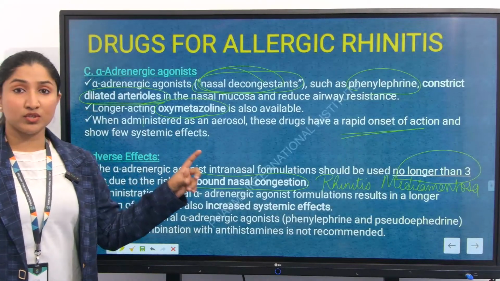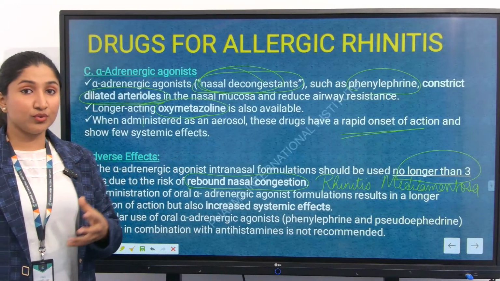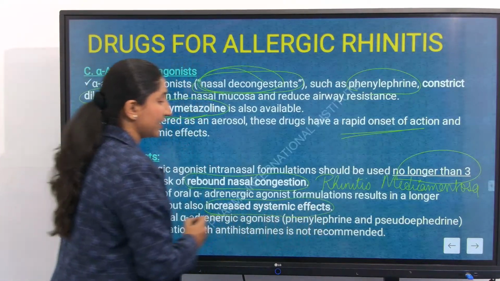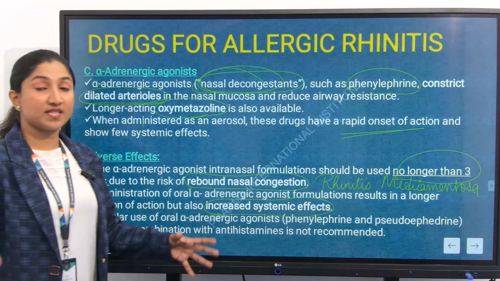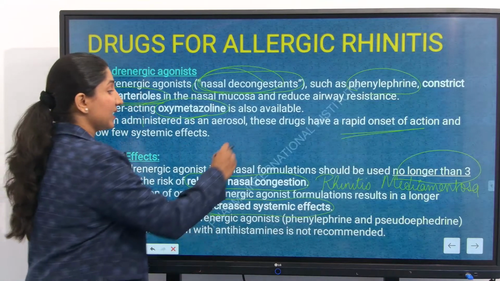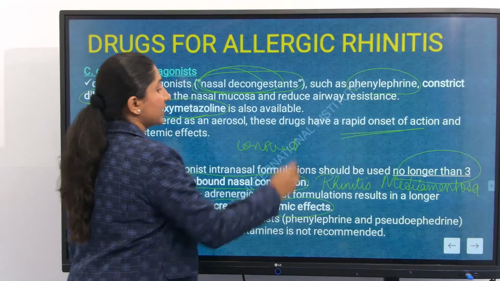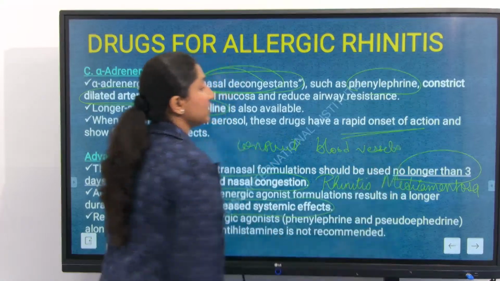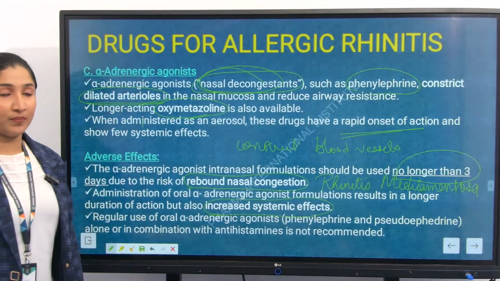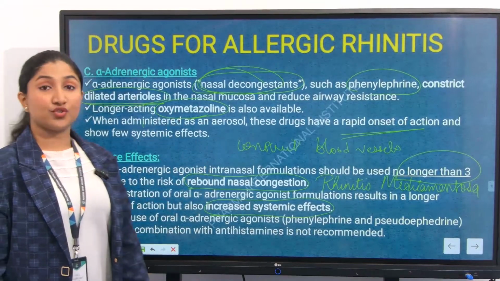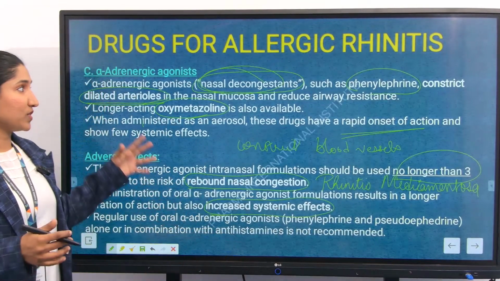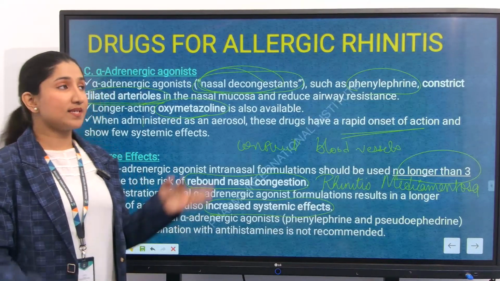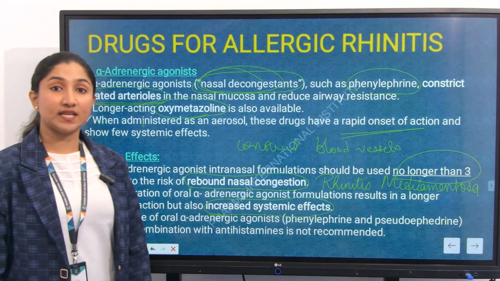These agents are used by the inhalational route. They are never used systemically because using them systemically can increase systemic side effects. What are the systemic side effects of alpha adrenergic agonists? They can constrict blood vessels and thereby increase the blood pressure. So that is the third class of drugs used for treatment of allergic rhinitis. We saw that for allergic rhinitis, antihistamines are used, intranasal corticosteroids are used, as well as alpha adrenergic agonists, the nasal decongestants.